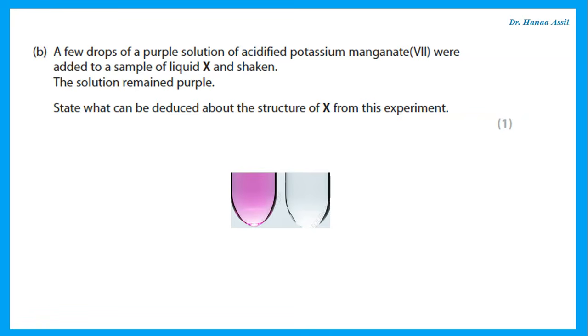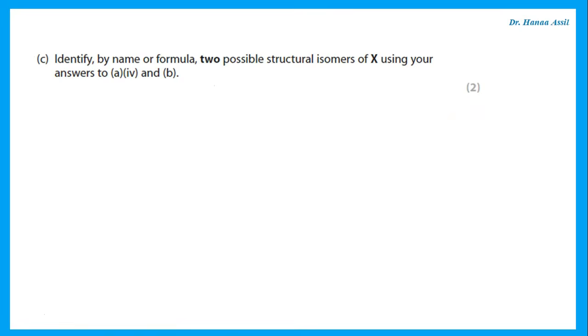Of course, we found that the formula of the compound X is C5H10, so it's not an alcohol anyway. C5H10 could be an alkene, but if it does not react with potassium manganate, that means it is not an alkene. That means I have no C double bond C. That's what I get from this result.